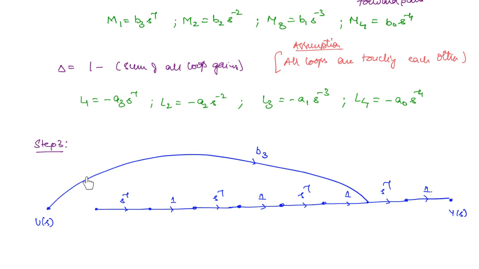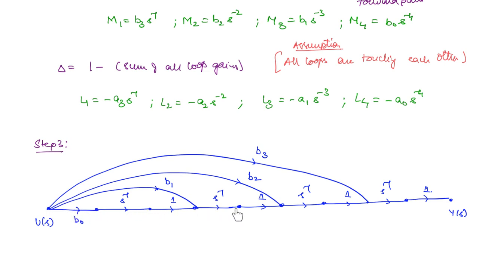So now this is one forward path, right? What is the gain of this forward path? b3 s to the power minus 1. Now what about second path? b2 s to the power minus 2. So now you need 2 integrators. So you can draw a gain like this. So this is going to be b2. If you want 3 integrators in the forward path, then you're going to draw here. This is going to be b1. And finally here you can draw b0. So what will be the path gain of this forward path transfer function? b0 into s to the power minus 1 into s to the power minus 2. Like that, b0 s to the power minus 4 you are going to get.